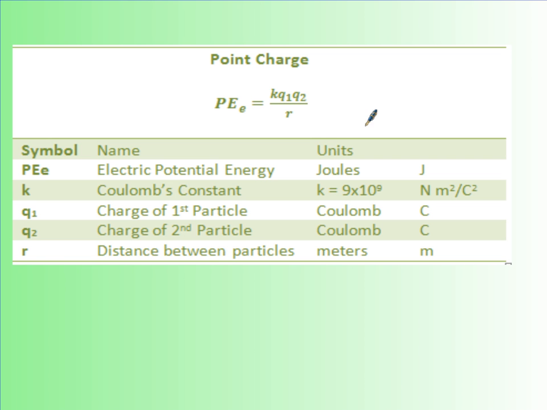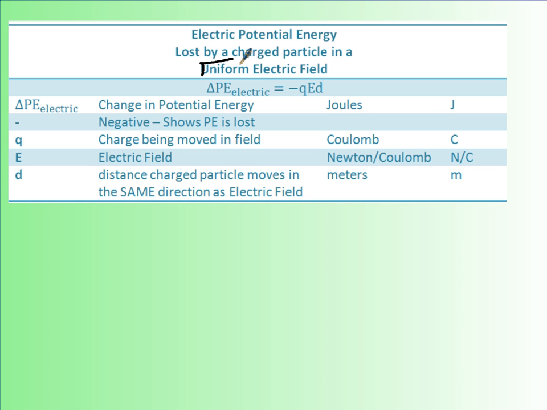And remember, when you have a point charge, PE is K Q1 Q2 over R. So this is if you have two charges, Q1 and Q2, separated by distance R. The potential energy between these two charges is KQ1Q2 over R. So how do you tell when you're going to use this one as opposed to the other one? Well, the other one, you remember, is uniform. It's always going to be a uniform field.